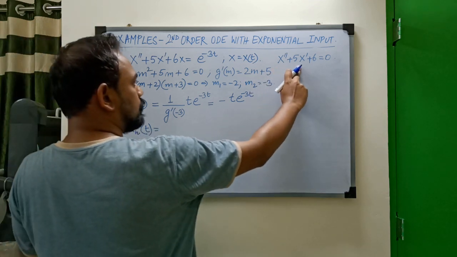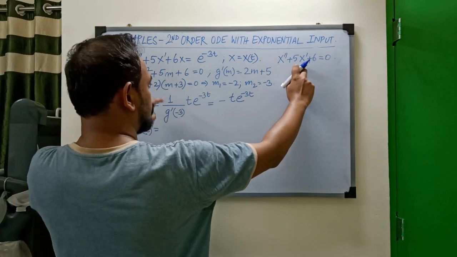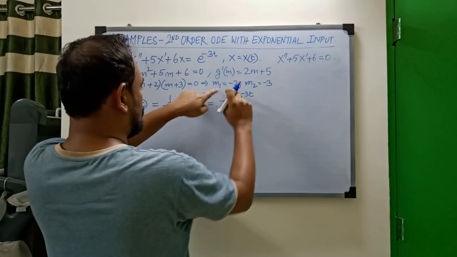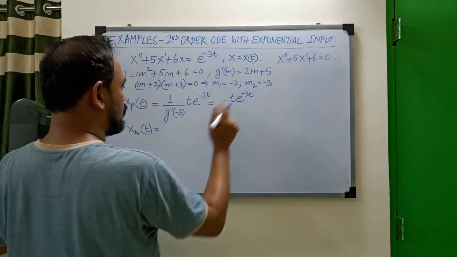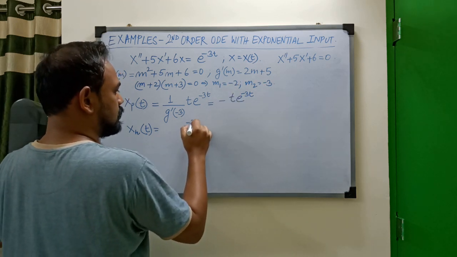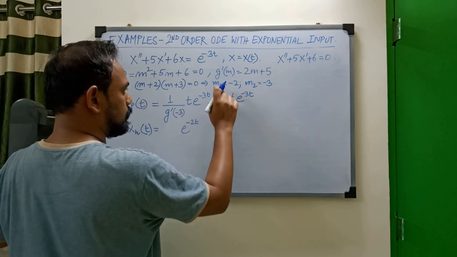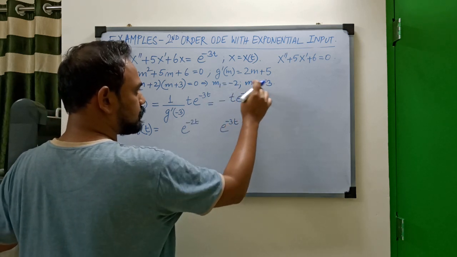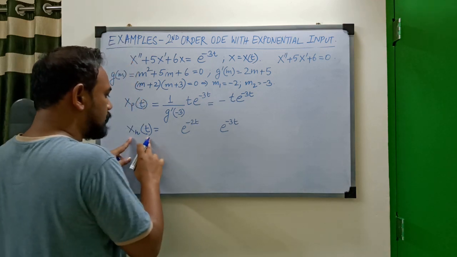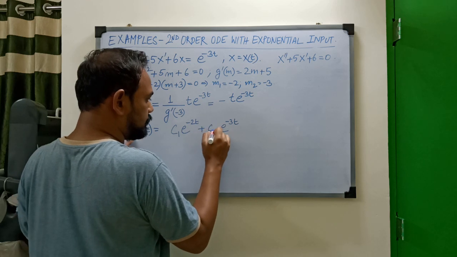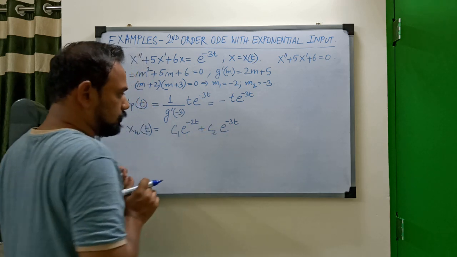The two solutions of the homogeneous form of this equation, which is this, were, well, the two roots were m1 and m2, or minus 2 and minus 3. So one solution was e to the power minus 2t with m1, and the other solution was e to the power minus 3t, that's with m2. And the complementary solution was just a linear combination of these two homogeneous solutions.